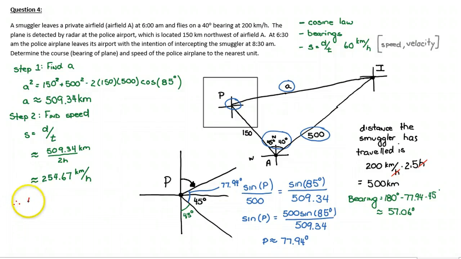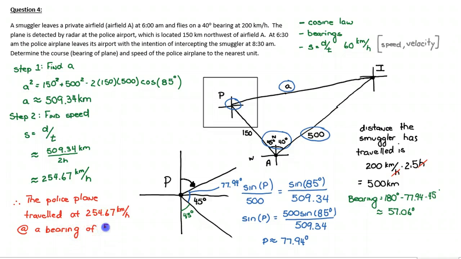So therefore, the police plane traveled at 254.67 kilometers per hour at a bearing of 57.06 degrees.